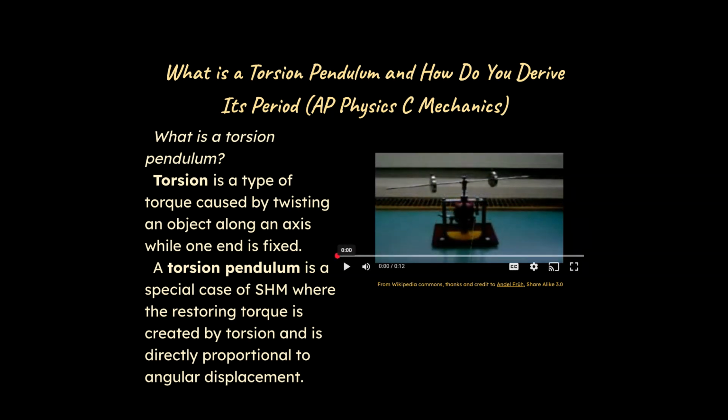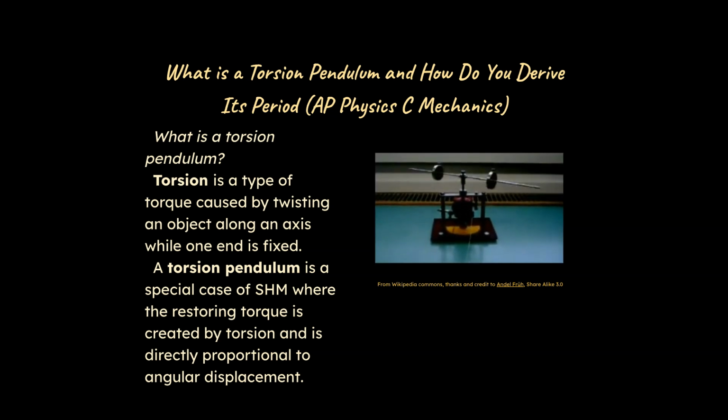So torsion is a type of torque caused by twisting an object along an axis while one end is fixed. So a torsion pendulum is a special case of simple harmonic motion where the restoring torque is created by torsion and is directly proportional to angular displacement.